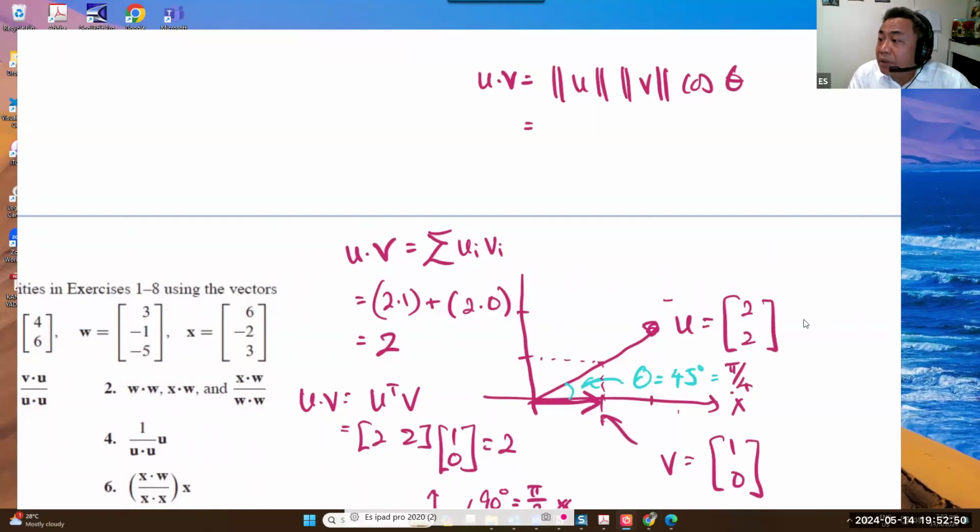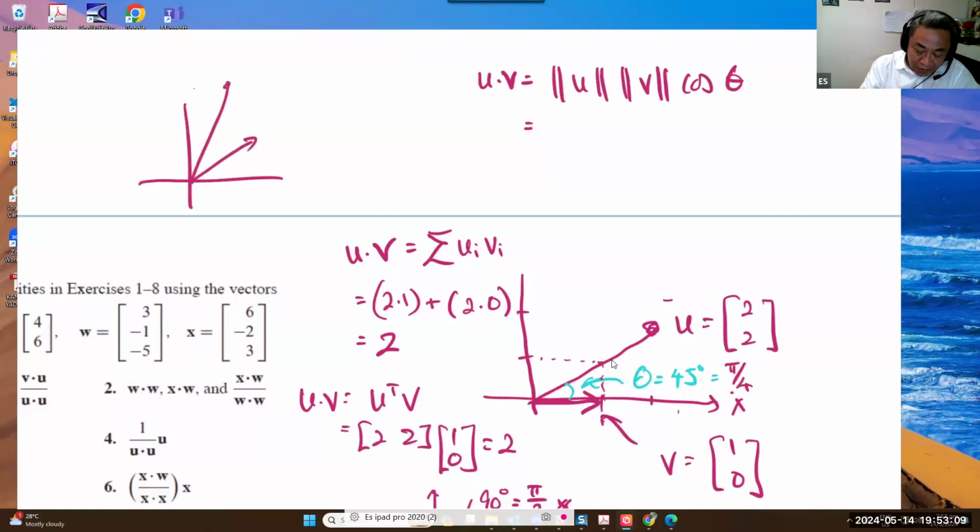Wan Chin asked me, is it safe to always assume the angle is pi over 4? No, no, no. The angle is really the real angle between two vectors. Let me give you an example. If I give you one vector here and one vector here, this is definitely not pi by 4. Oh, it looks like pi by 4, but let's change this.